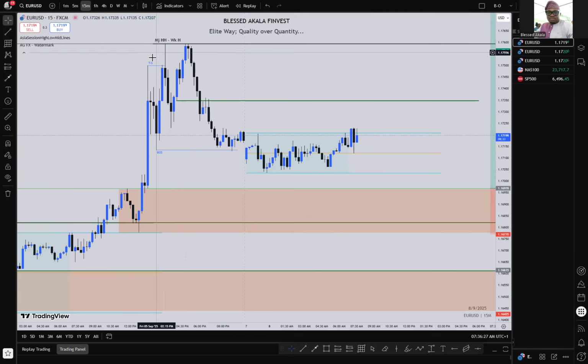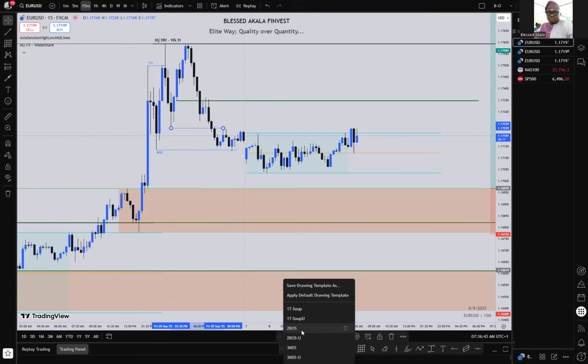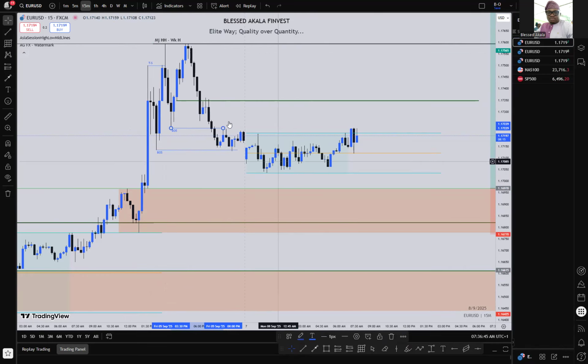leg has already taken its position, but we have something within this leg. So we can now believe this leg to be the leg that takes the liquidity above these two highs, which will be the leg we are referencing to be our break of structure. So we'll be referencing this leg to be our break of structure.